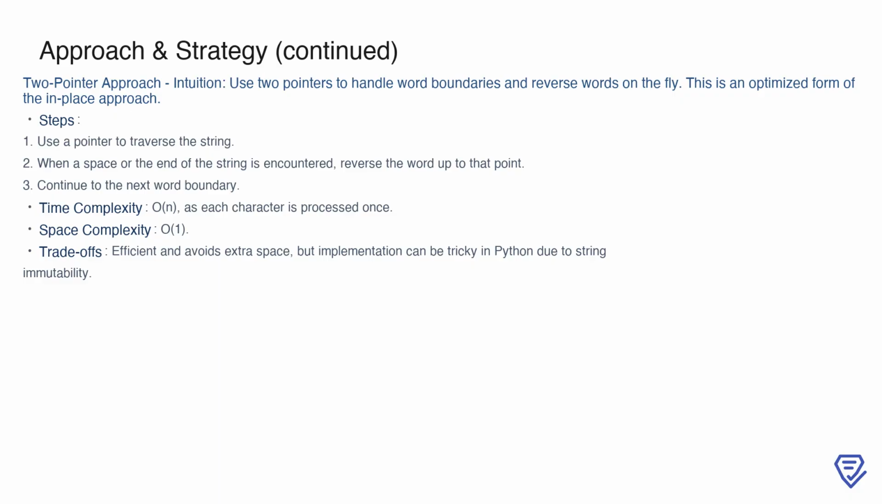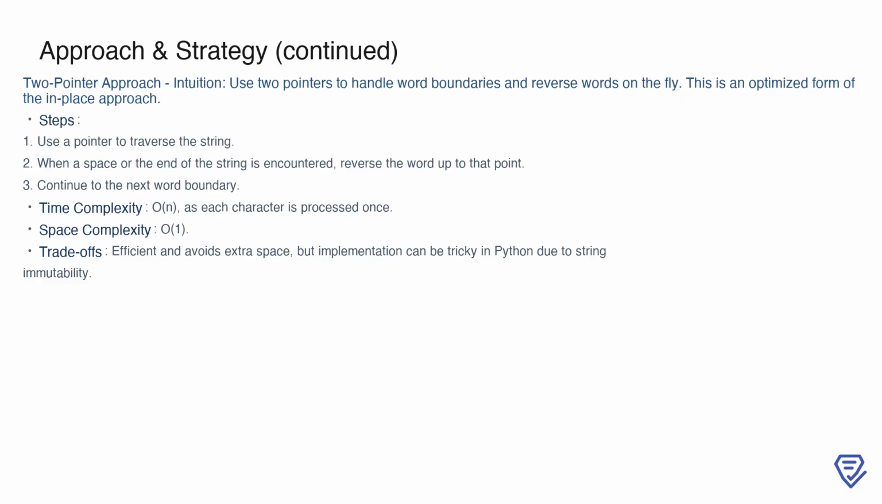The process starts by using one pointer to traverse the string. When we encounter a space or the end of the string, we reverse the word that has just been traversed. This is done by adjusting the second pointer to mark the end of the word and applying a reversal only within those boundaries. After reversing the word, we continue the traversal to locate the next word boundary.